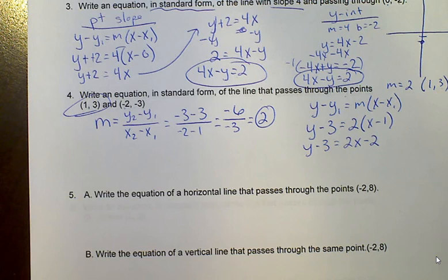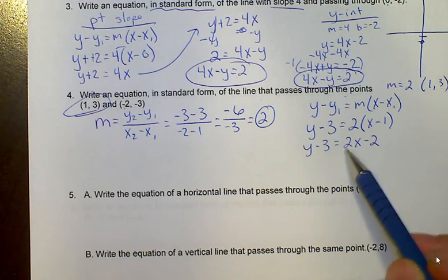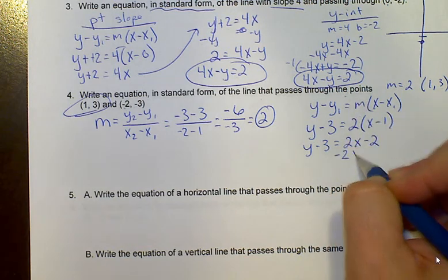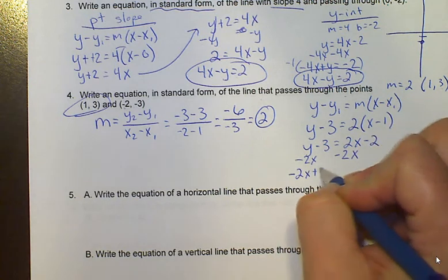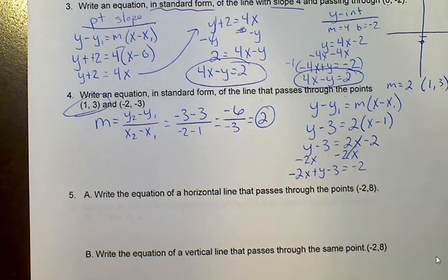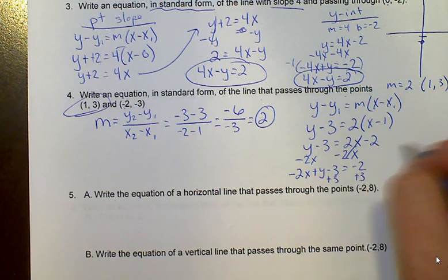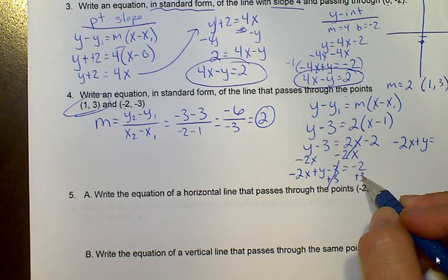Okay, and now I want to get this in standard form. So I need my constants over on this side, and I need my x over here. So I'm going to move my x over. Okay, so I have negative 2x plus y minus 3 equals negative 2. And now I need to get my constant over on this side. So I'm going to add 3. Okay, so I have negative 2x plus y equals, those canceled, negative 2 plus 3 is 1.